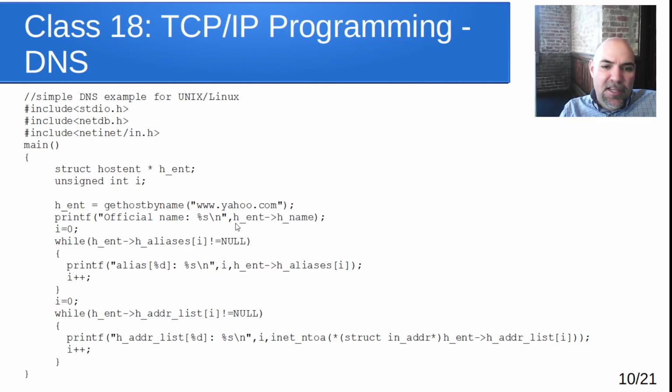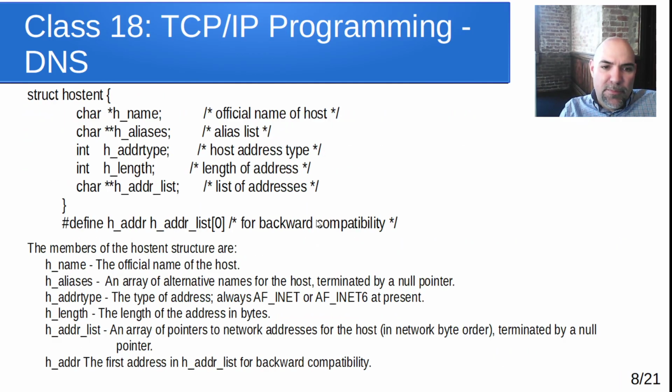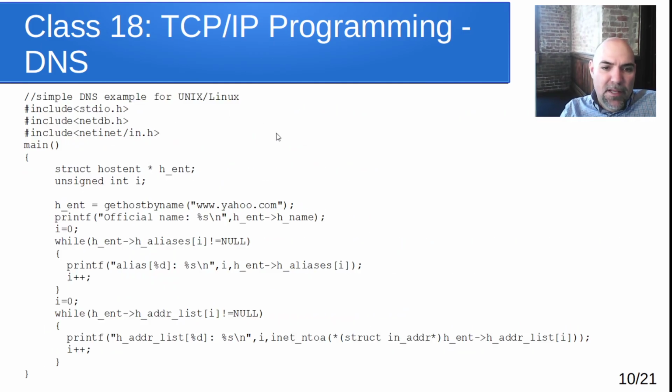And then I just say h_name, which, going back to that structure, remember, that's the official name. So I print out the official name here. And then I go through the list of aliases. I print all of those out. And then down here, I go through the list of addresses, and I print all those out.